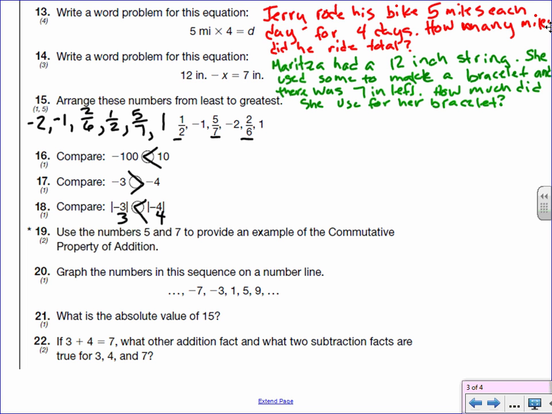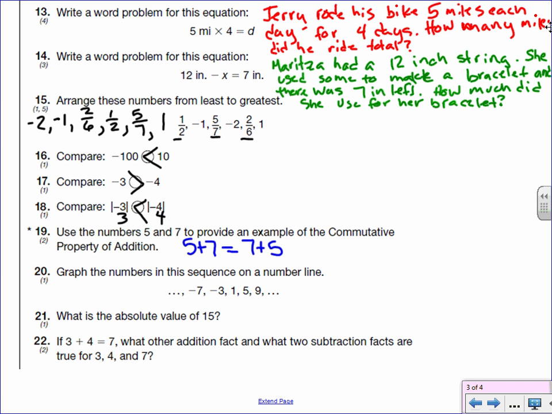Use the numbers 5 and 7 to provide an example of the commutative property of addition, which says that the order that we add numbers in does not matter. So I could do 5 plus 7 or 7 plus 5. And then graph the numbers in this sequence.